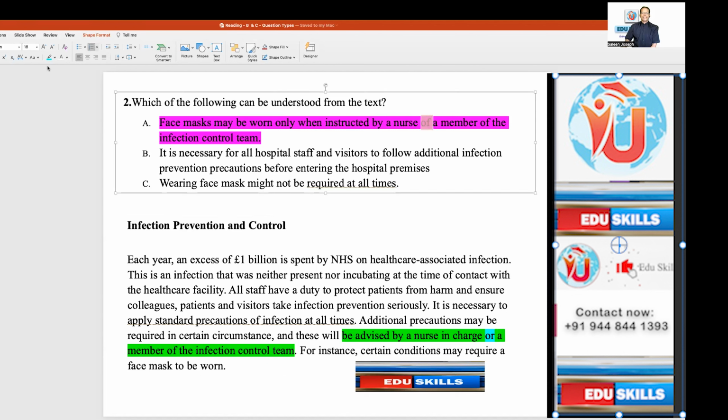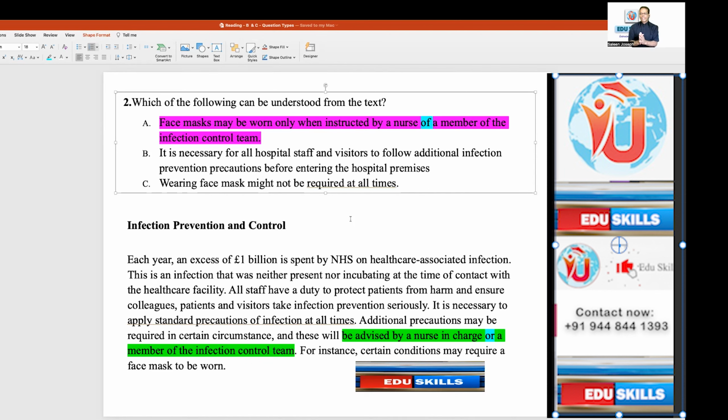Why am I teaching you this? In this category, we have already looked into the answer. Now we are not going to find out the answers, but to learn these strategies, how to apply them and identify the questions. What I'm telling you is, nurse or doctor is not nurse of a team, right? A nurse or a doctor or anyone of the team can advise, but the first option says only the nurse or a member of the infection control team should advise about wearing face masks. So you see the difference. We just have to focus on this.